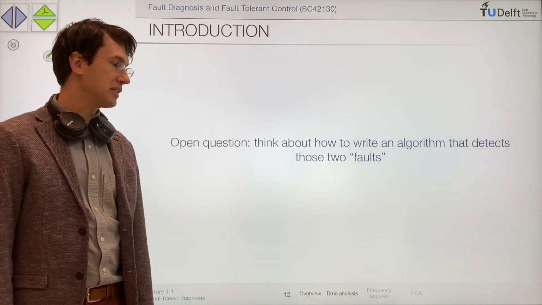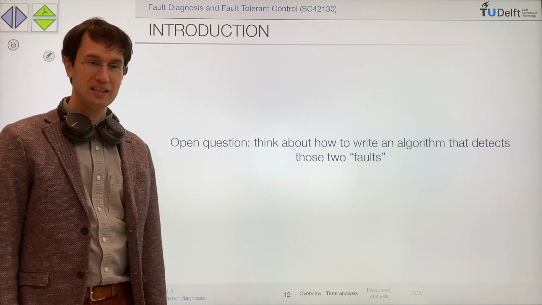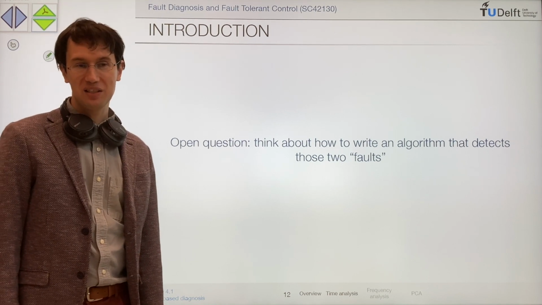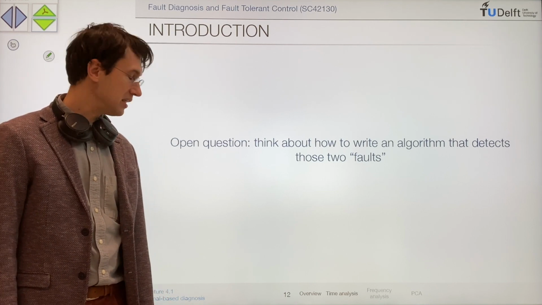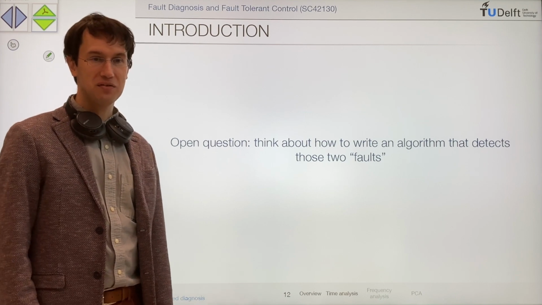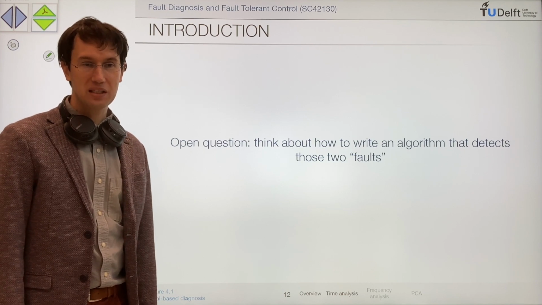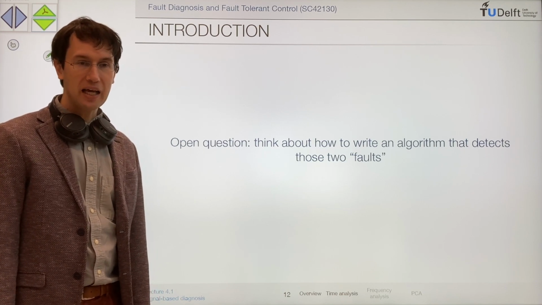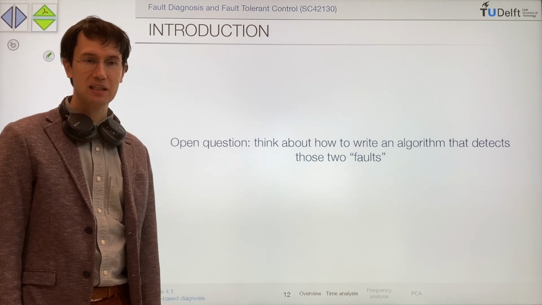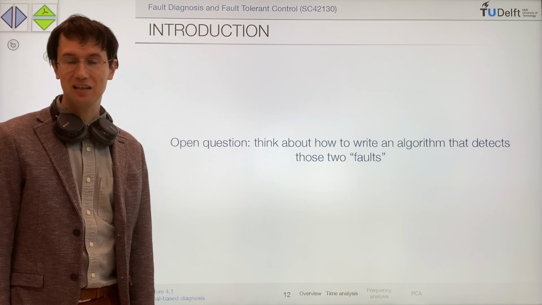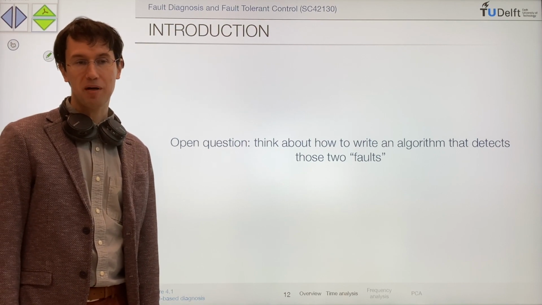I guess that these two examples were quite intuitive, and I hope that you got the feeling of what it does mean to do signal-based diagnosis. But I suggest that you try yourself to write an algorithm or a pseudo-algorithm for detecting the two faults that we have just introduced, and especially detecting the mud spot on the lens of the camera can be less trivial than what you can think. So I'm really curious about which kind of solutions you can come up with.